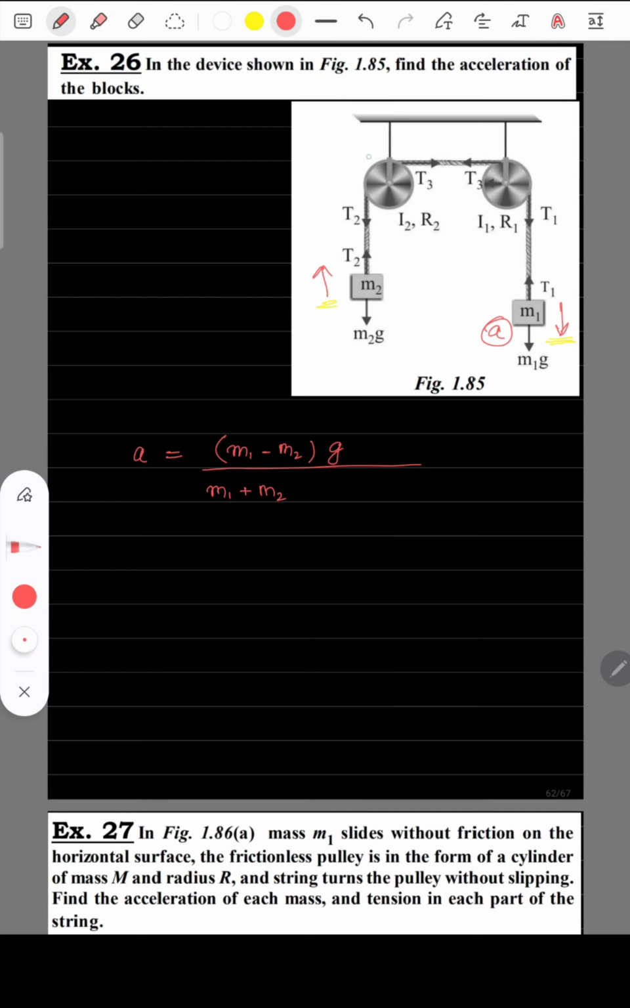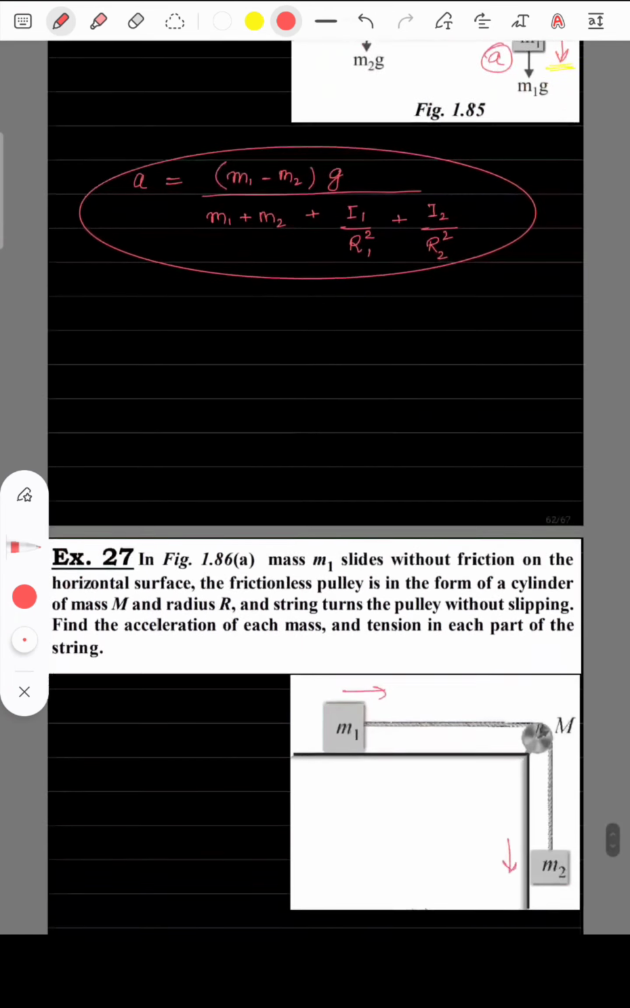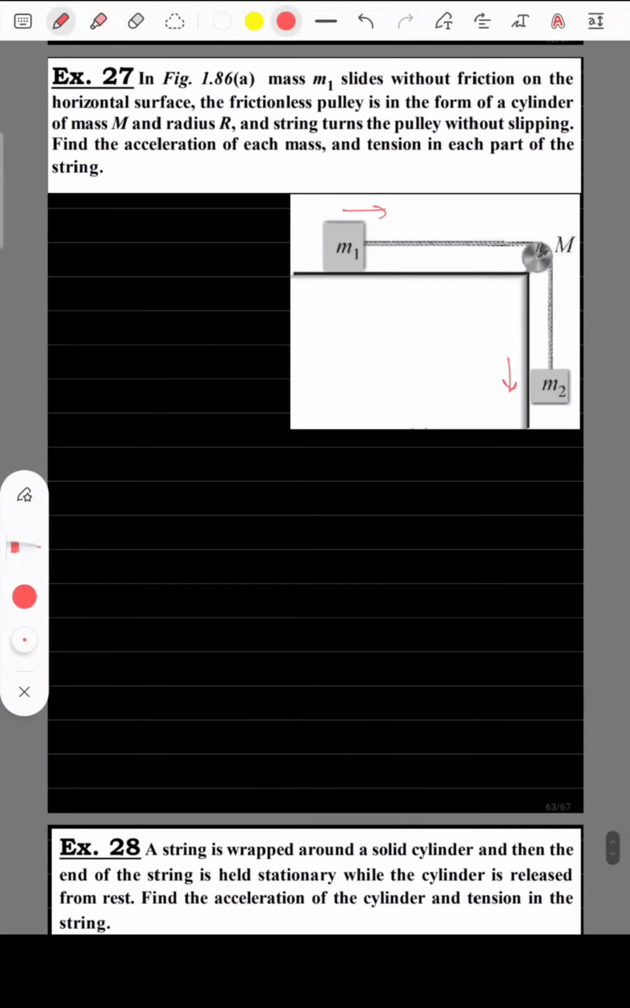Rotational mass will be contributed by both the pulleys. So if I1 is the moment of inertia of pulley 1, then its rotational mass can be written as I1 by R1 square. The rotational mass contributed by the second pulley can be written as I2 by R2 square. Hence, this is the acceleration formula for the given system. The question is solved. Now, let's move to the next question.